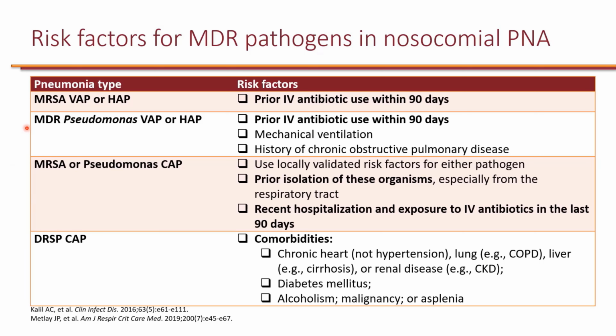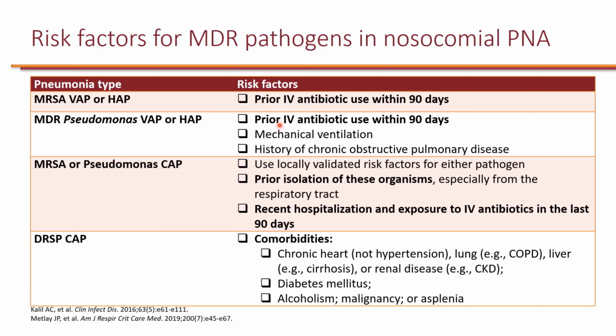The first guideline is the HAP and VAP guideline. Here they have identified risk factors for MRSA in HAP and VAP, as well as risk factors for multidrug-resistant Pseudomonas in HAP and VAP. The common risk factor for these two is that if a patient has received IV antibiotics in the previous 90 days, that is a risk factor for selection for MRSA, as well as selection for multidrug-resistant Pseudomonas.